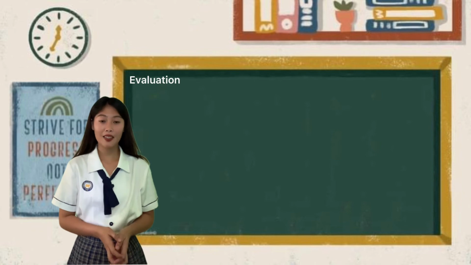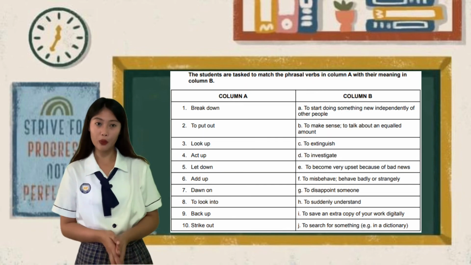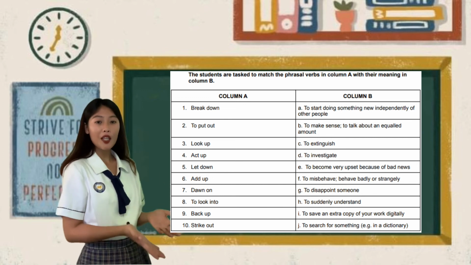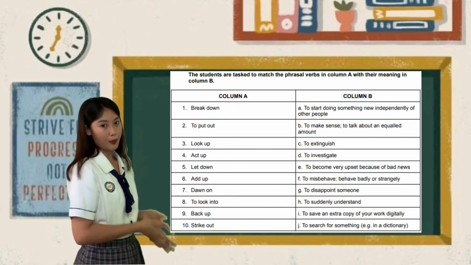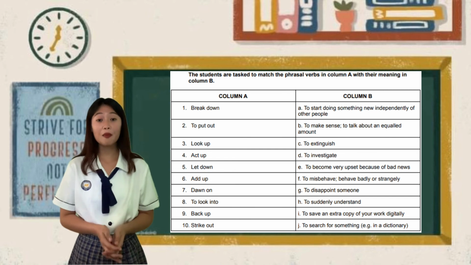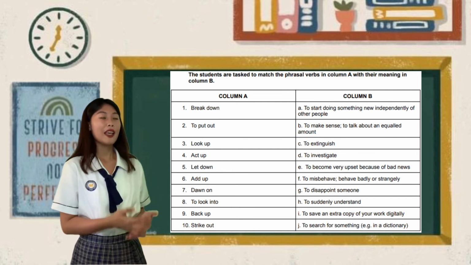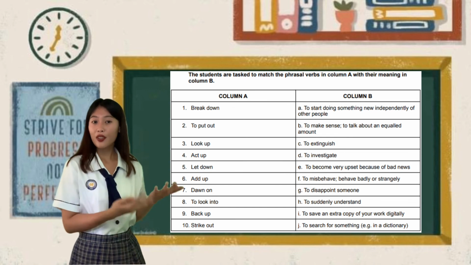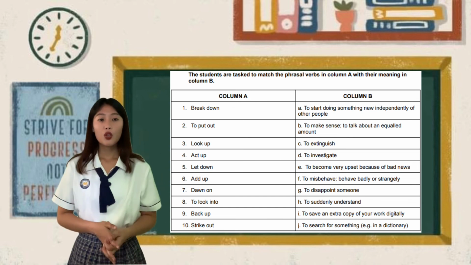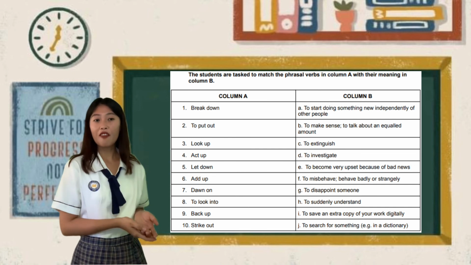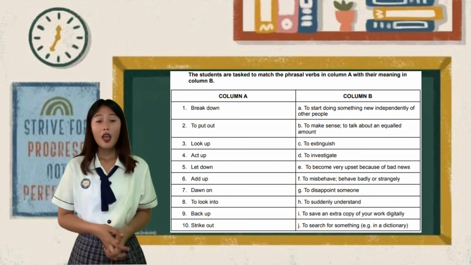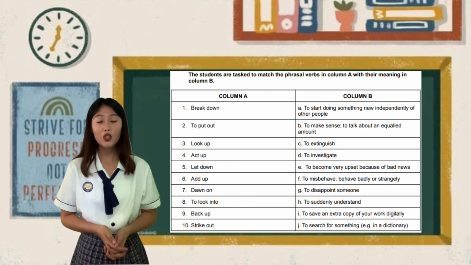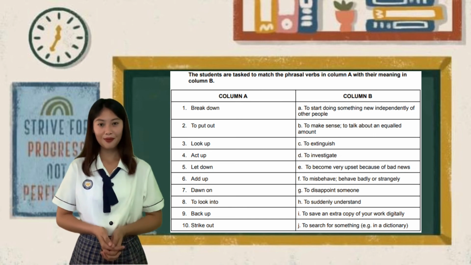So the next task is I am going to evaluate you, where you are going to match the phrasal verbs in column A with their meaning in column B. This evaluation will give me an idea of how well you learned in this discussion for today. It means if you answered them correctly, you know the meanings of these phrasal verbs. And if you know the meaning of each phrasal verb, it means you know how to construct your own sentences.